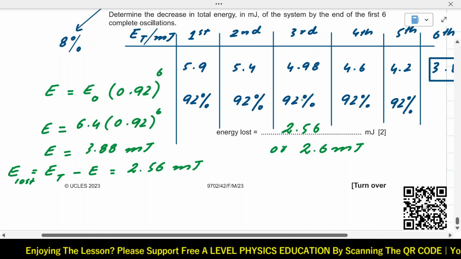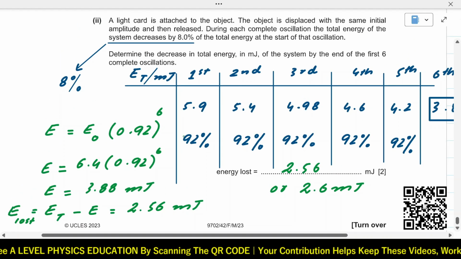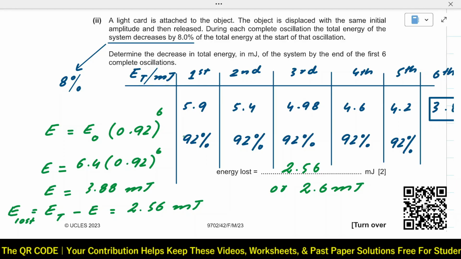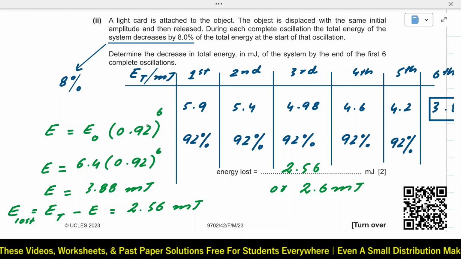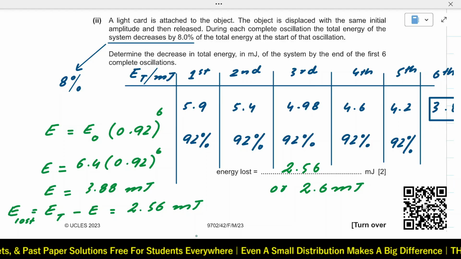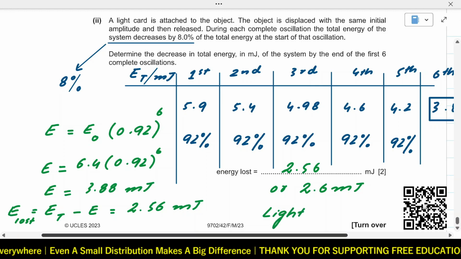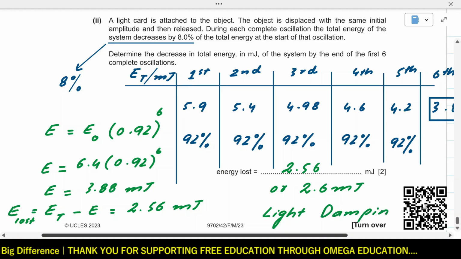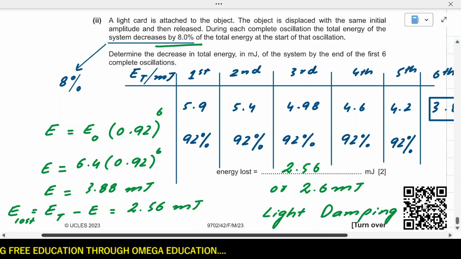And there was a follow-up part which I missed printing here. The follow-up part was, what kind of damping takes place with the help of this card? What kind of damping takes place? So the answer is very obvious. It is light damping. Why? Because the total energy decreases only by a small amount, 8%.